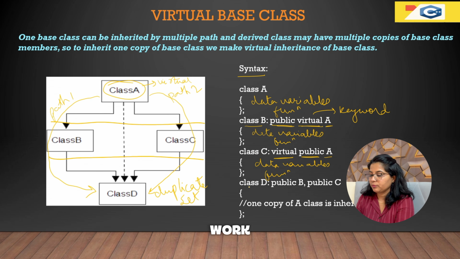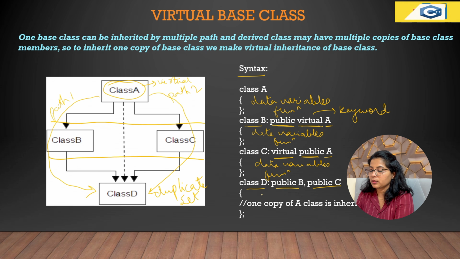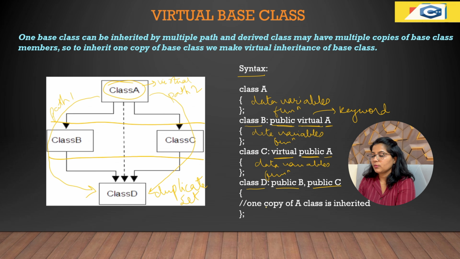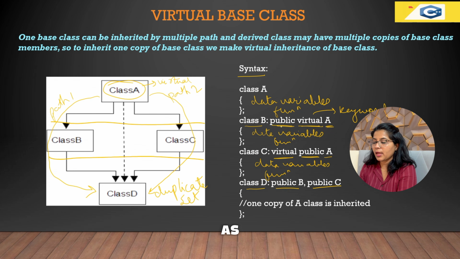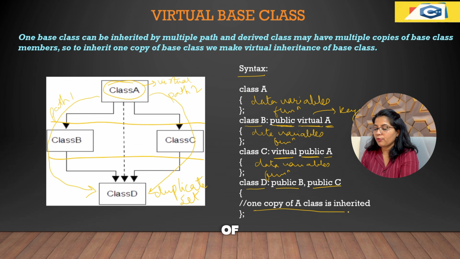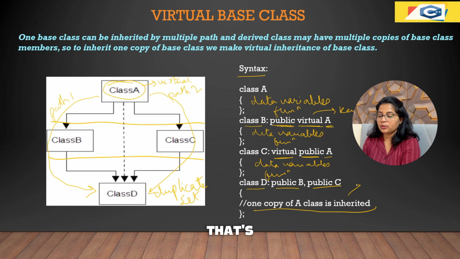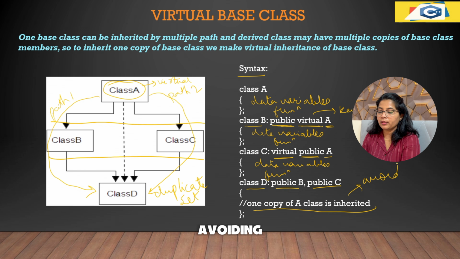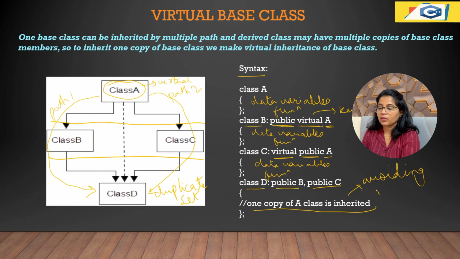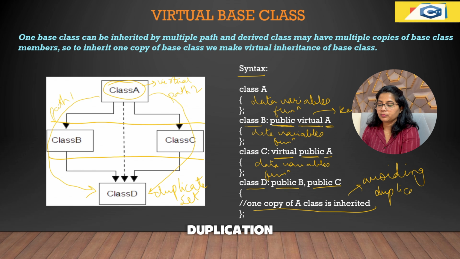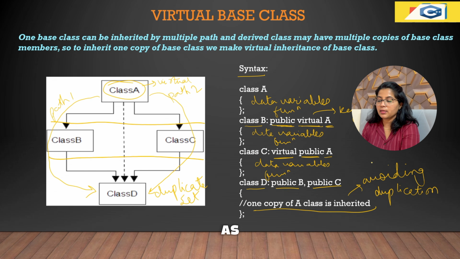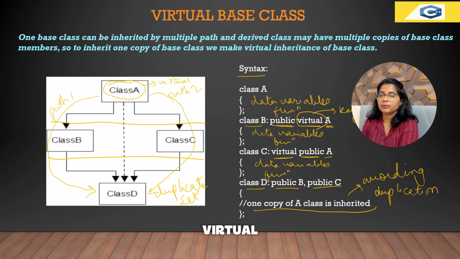Both will work. Now, coming to class D. Class D is a derived class. Class B, class C are the base classes. Class D will have its own data variables, functions. And by declaring class A as virtual, only one copy of A is inherited. So that's what we are avoiding, duplication, by declaring the common base class as virtual.